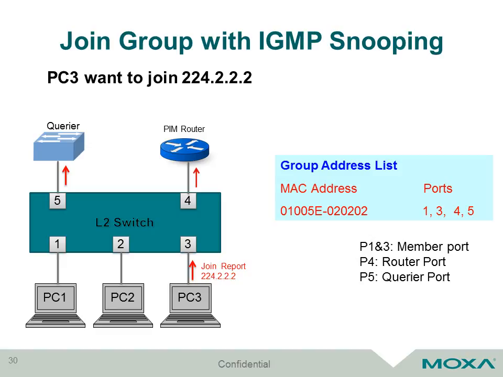Same as the previous page, PC3 also wants to join group 224.2.2.2, so it sends the join message to the switch. The group address list will record the port's name, and the switch will transparently forward the join packet to the multicast router, the querier.